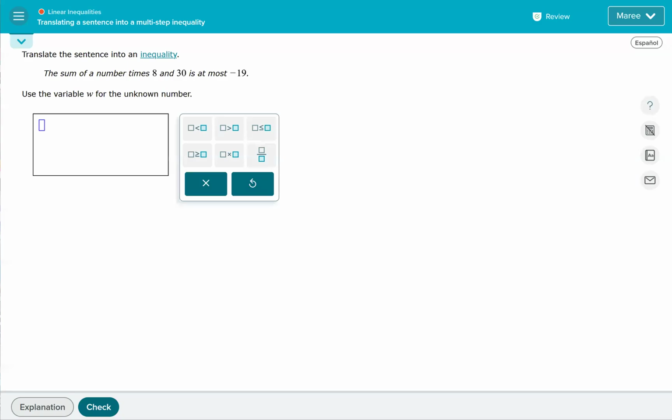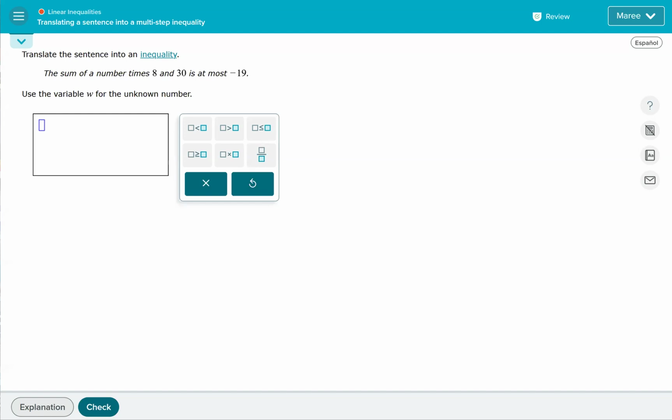This topic is called translating a sentence into a multi-step inequality. Multi-step just means that with the variable, we're going to be either multiplying or dividing, and we'll be either adding or subtracting on the same side of the inequality as the variable.